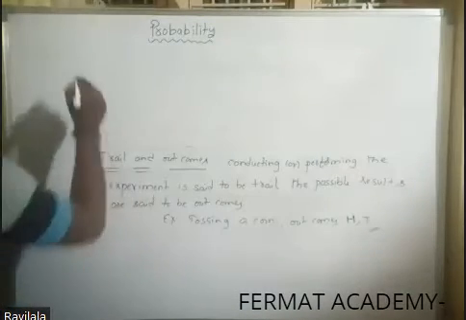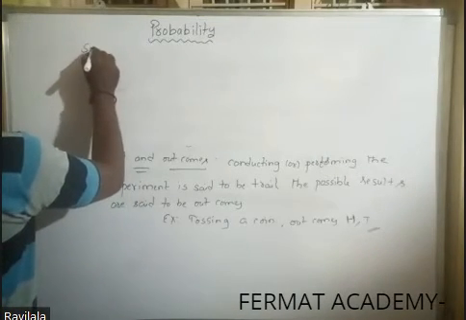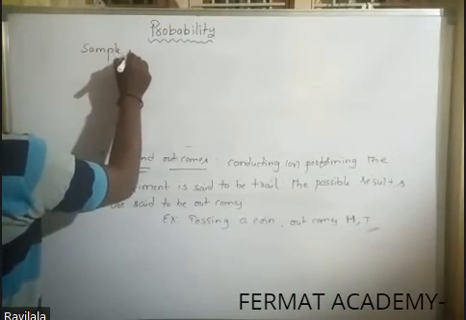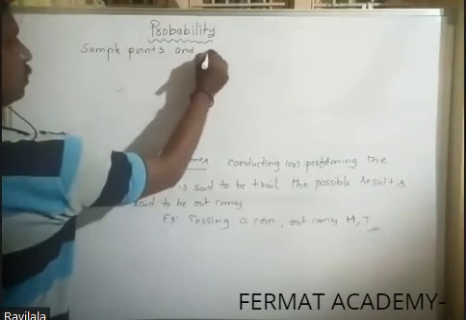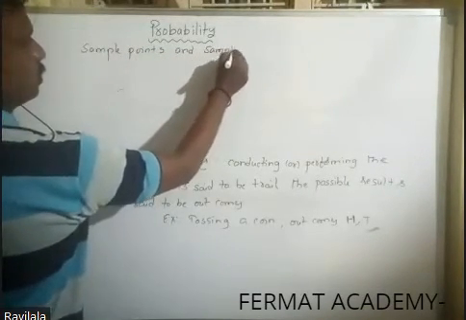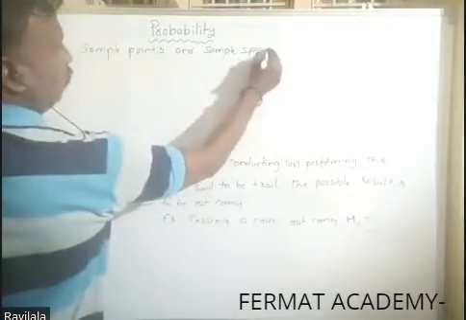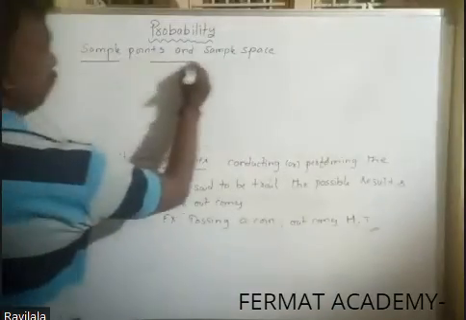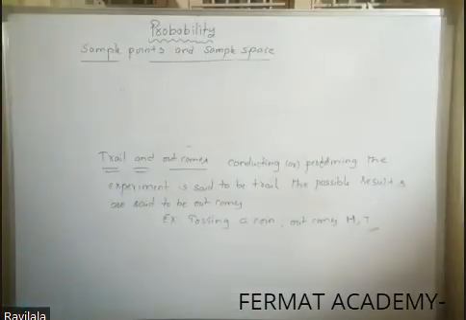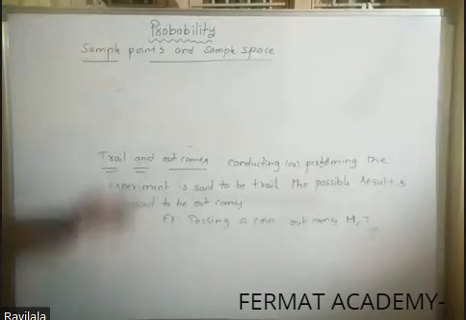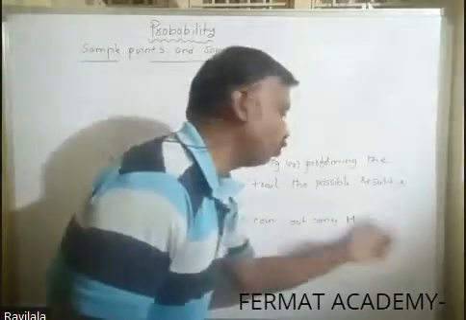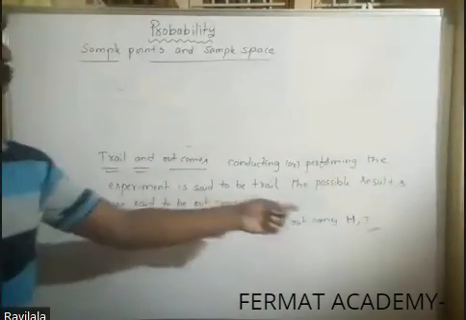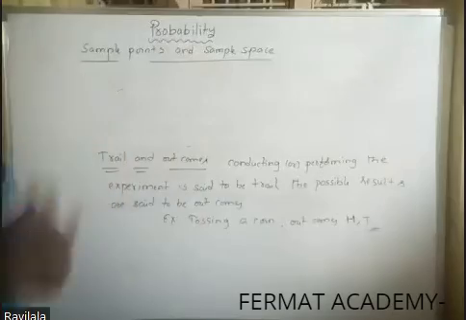Next one is sample point and sample space. What are sample points? In a random experiment, the outcomes are said to be sample points. For example, here head, comma, tail, these are said to be sample points. The set of all sample points is said to be sample space.